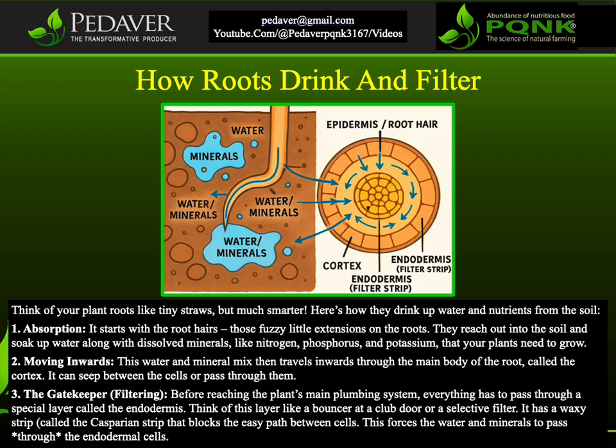2. Moving inwards. This water and mineral mix then travels inwards through the main body of the root, called the cortex. It can seep between the cells or pass through them. 3. The gatekeeper, filtering. Before reaching the plant's main plumbing system, everything has to pass through a special layer called the endodermis. Think of this layer like a bouncer at a club door or a selective filter. It has a waxy strip, called the Casparian strip, that blocks the easy path between cells. This forces the water and minerals to pass through the endodermal cells.